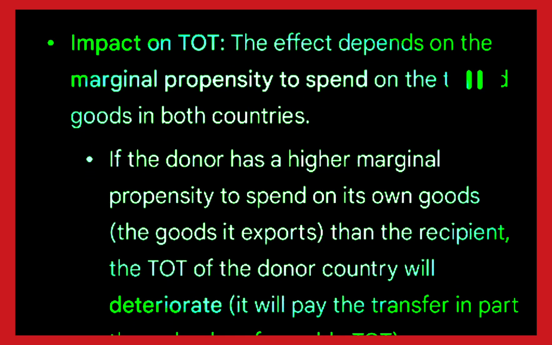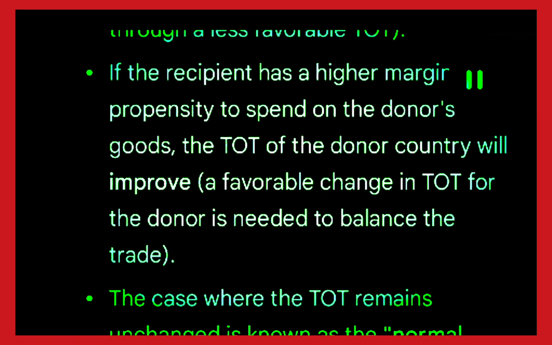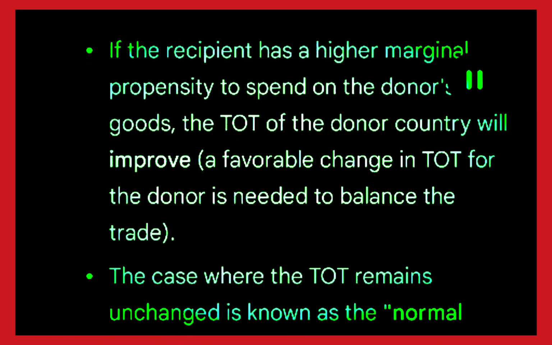If the donor has a higher marginal propensity to spend on its own goods, the goods it exports, than the recipient, the TOT of the donor country will deteriorate. It will pay the transfer in part through a less favorable TOT. If the recipient has a higher marginal propensity to spend on the donor's goods, the TOT of the donor country will improve. A favorable change in TOT for the donor is needed to balance the trade.